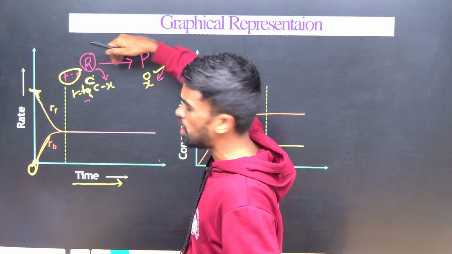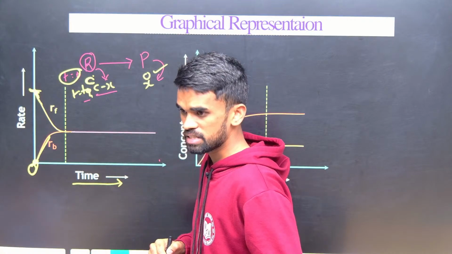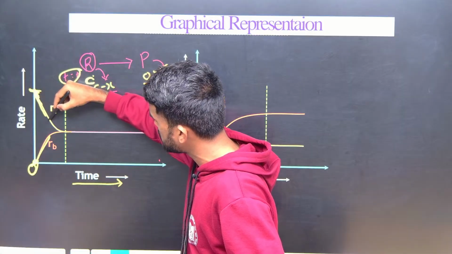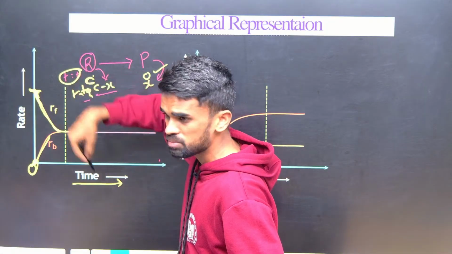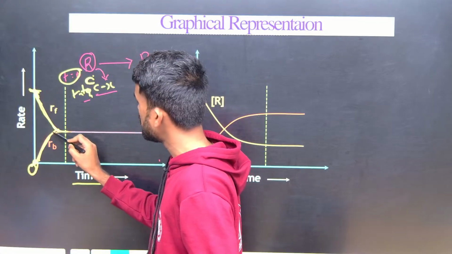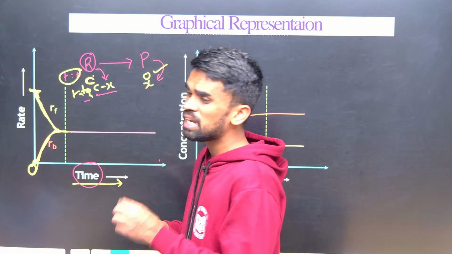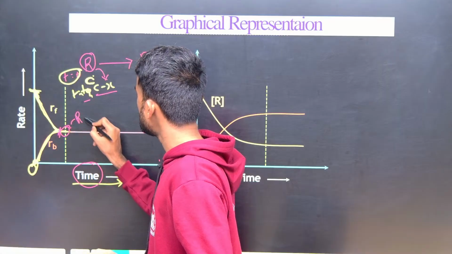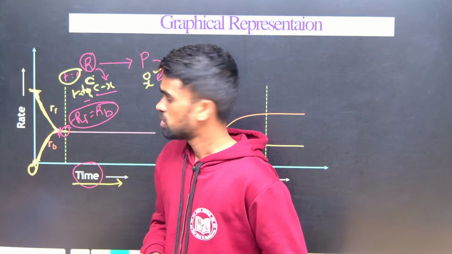As the reaction moves forward, what happens to the concentration of reactant? Decreasing. The concentration of reactant is decreasing. So the rate will come down like this. Now the rate of backward reaction also increases as time goes on. So now we attain a state where the rate of forward and the rate of backward reactions are the same.